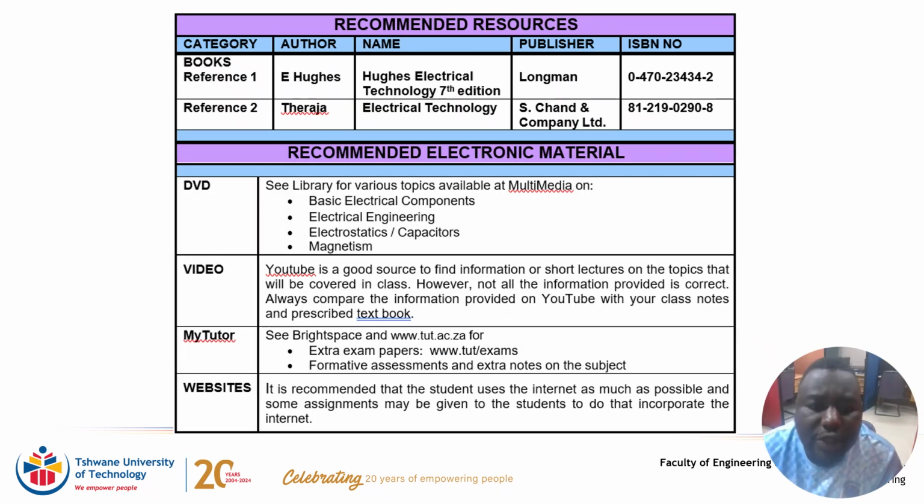The recommended resources are two reference books, one by E. Hughes, which is called Hughes Electrical Technology, 7th edition, and also one by Raja, which is called Electrical Technology. Other recommended electronic materials: you can look at DVDs that cover the units that we are covering in this course, which is basically electrical components, electrical engineering, electrostatics or capacitors, and magnetism. You can also look at YouTube videos, and then my tutor.